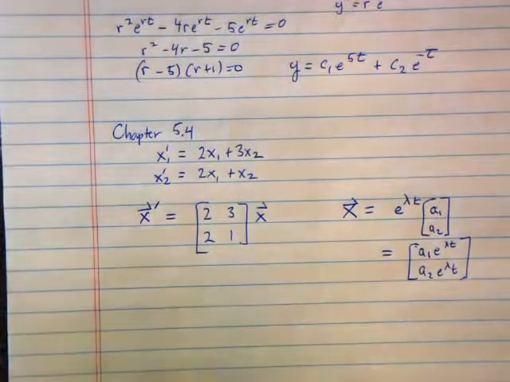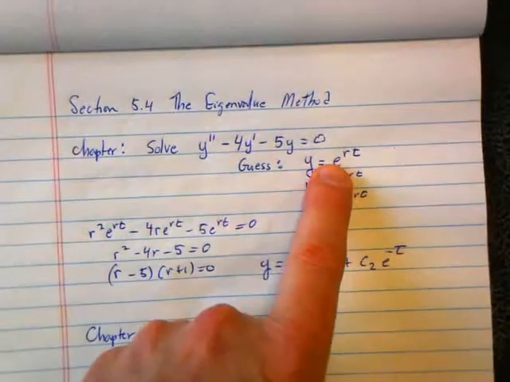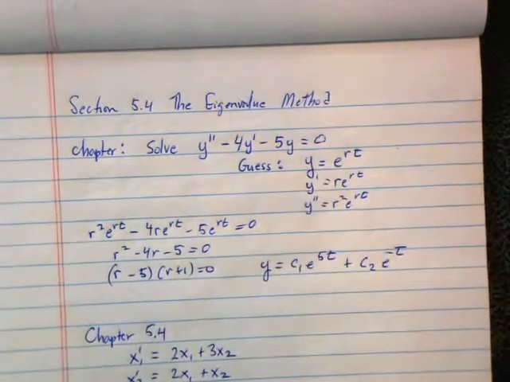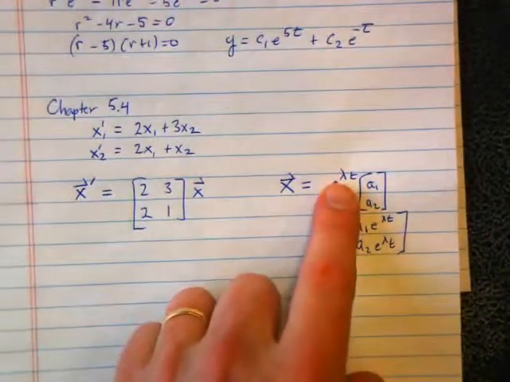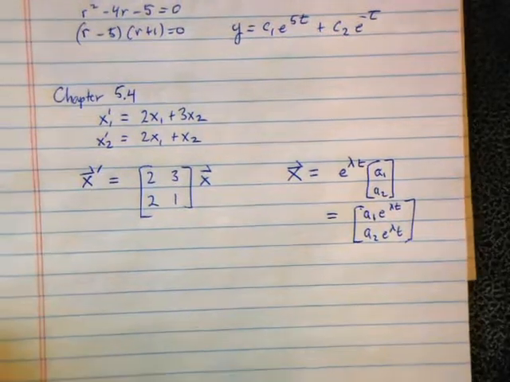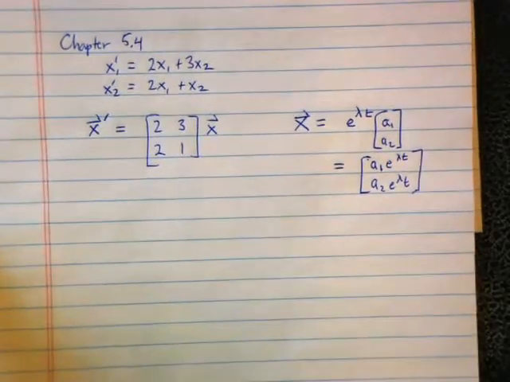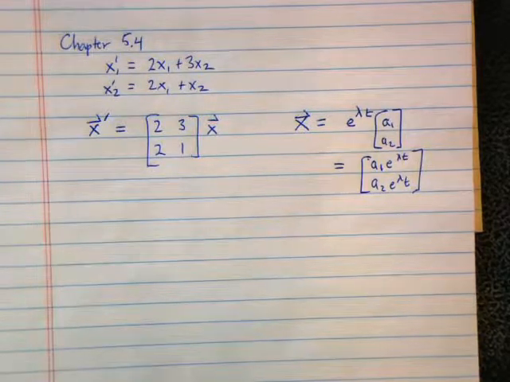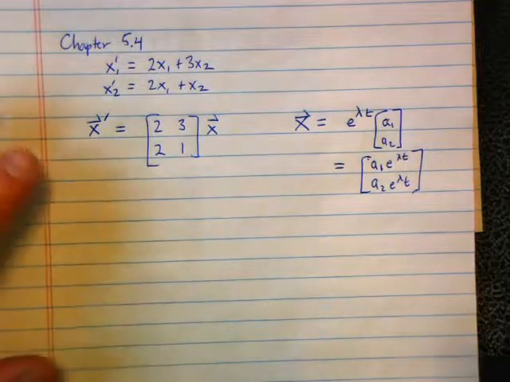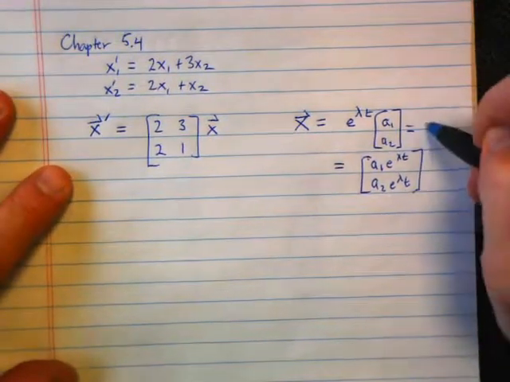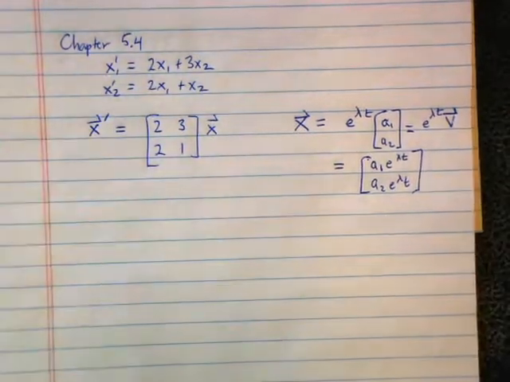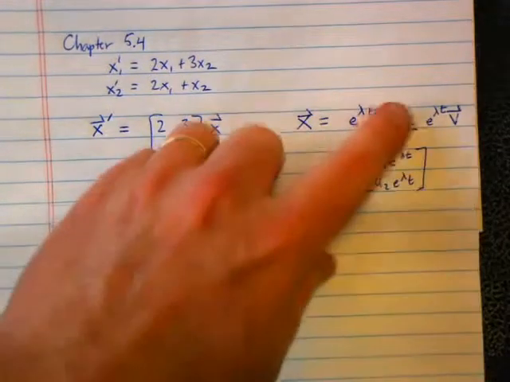Now personally, I wish the book used r instead of lambda, because we used r up here when we made our guess. Why in chapter 5 did they decide to use lambda? Because that's the traditional letter used. Lambda's going to be called our eigenvalue. So this is quite often written as e to the lambda t times the vector v. a1, a2 is just the vector v.